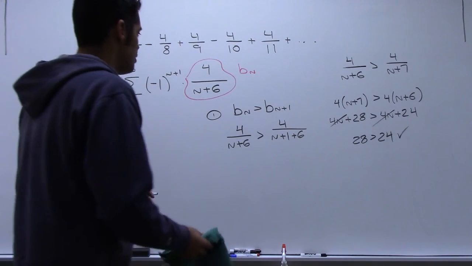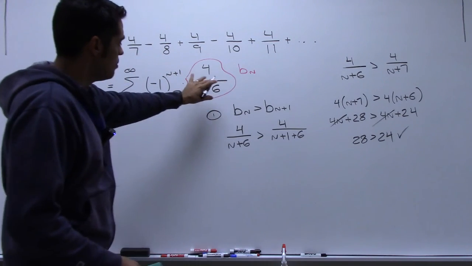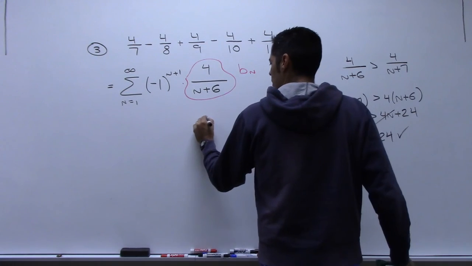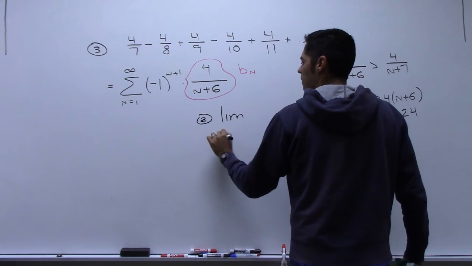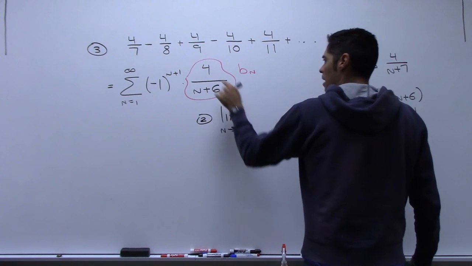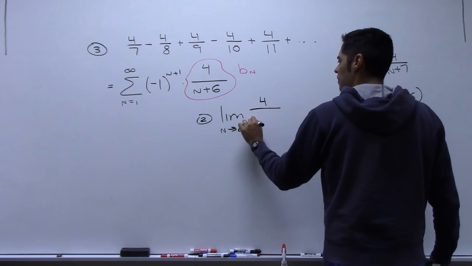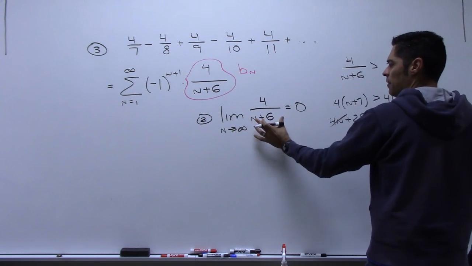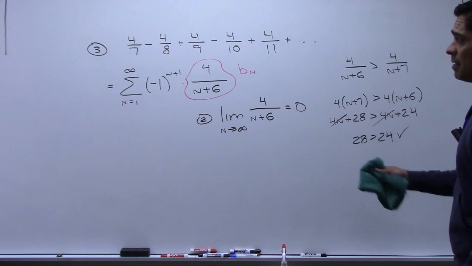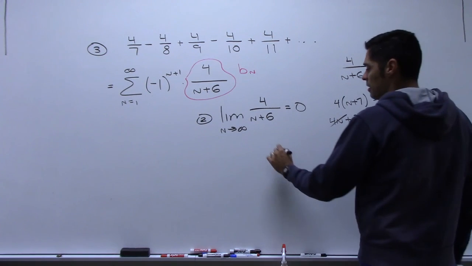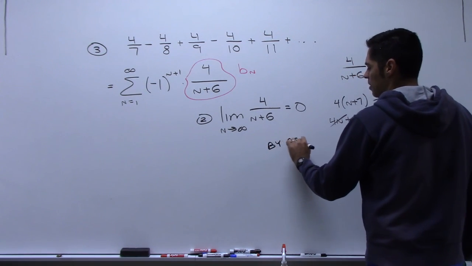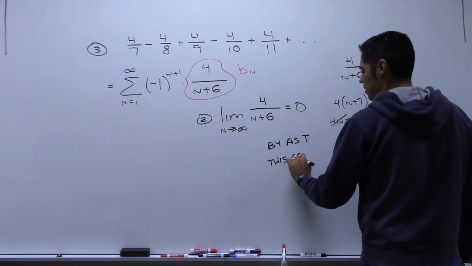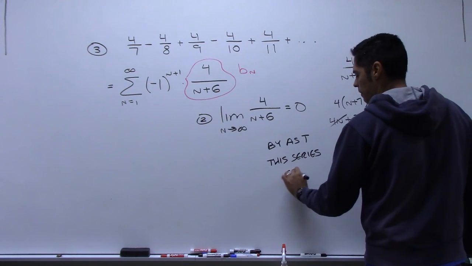Now, all I need to show is that the limit as n goes to infinity of b sub n goes to 0. So let me show that now. So take the limit as n goes to infinity of the b sub n part, which is this. This needs to go to 0, which in fact it does, because I have a fixed number over something that gets infinite. That goes to 0. So by the alternating series test, this series converges.